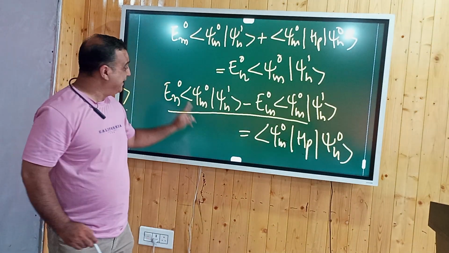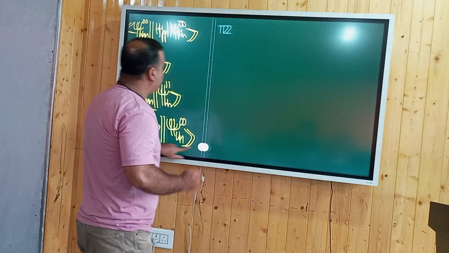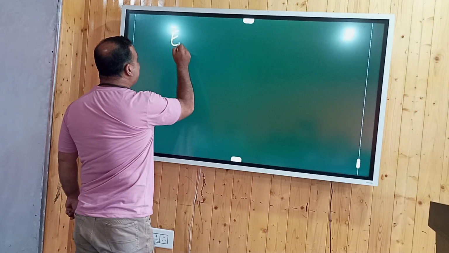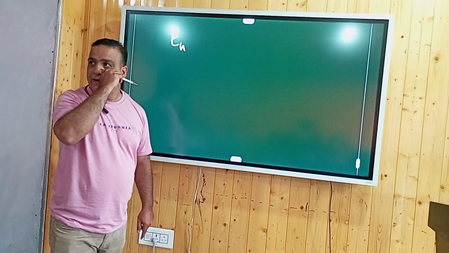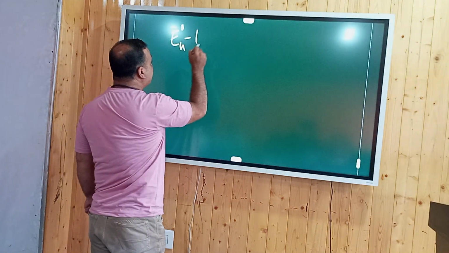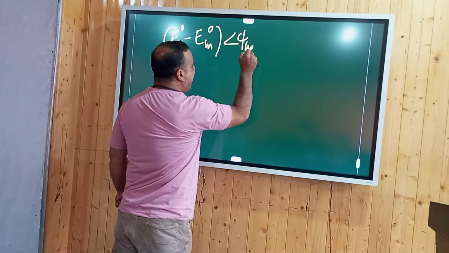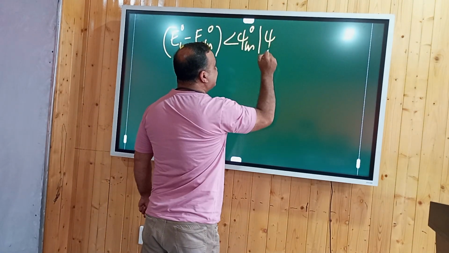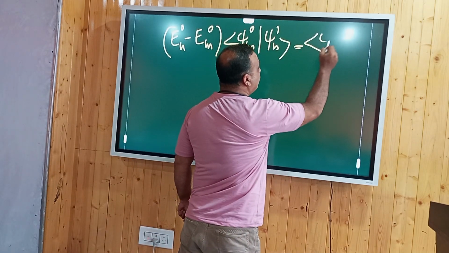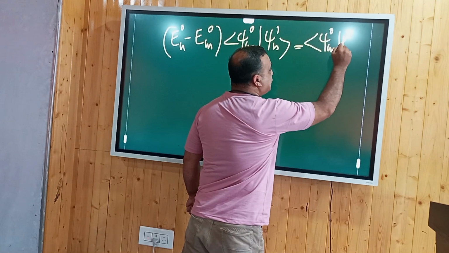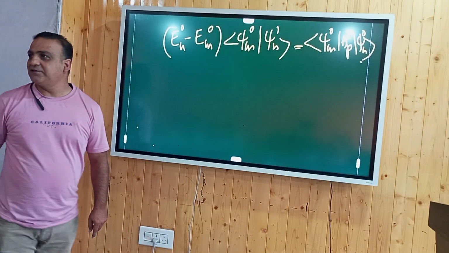So what will be left with? E_n^0 minus E_m^0. So you will have E_n^0 minus E_m^0, then <ψ_m^0|ψ_n^1> is equal to the matrix element of <ψ_m^0|H_P|ψ_n^0>. Clear? Is this clear up to this?